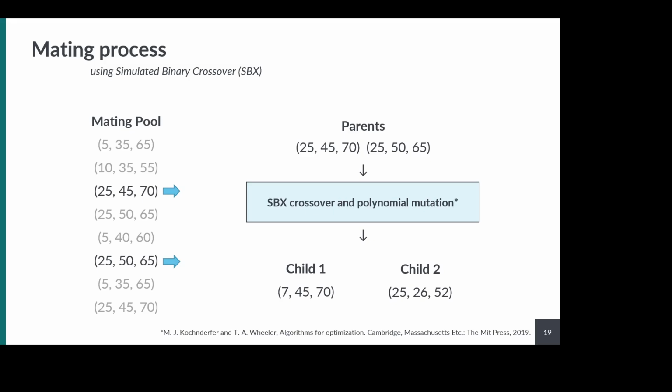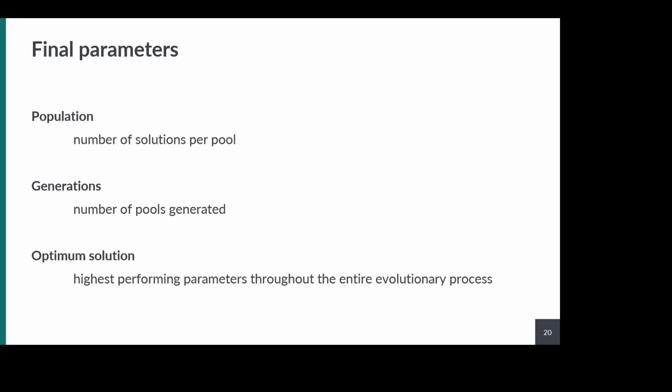We simply repeat this process for as many generations as we need and keep track of the highest performer. So the final parameters that we need for this process are the population size, the number of individuals within each generation, and the number of generations or iterations which we will be going through throughout this evolutionary practice. As I mentioned, the optimum solution is the highest performing parameters throughout this entire process.